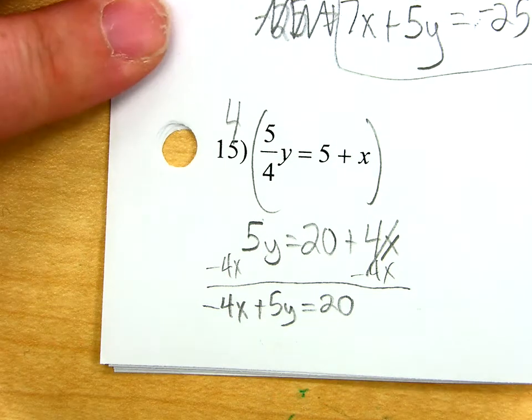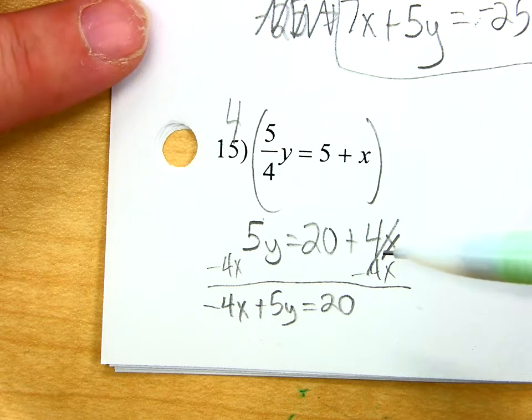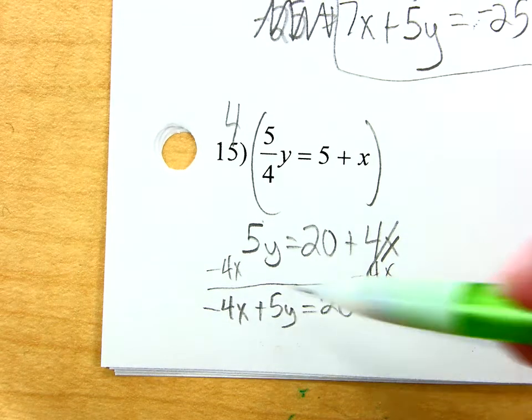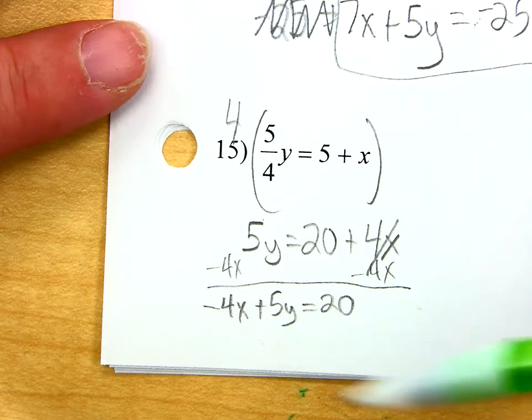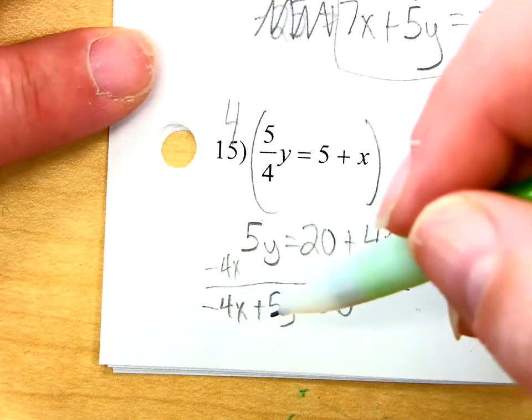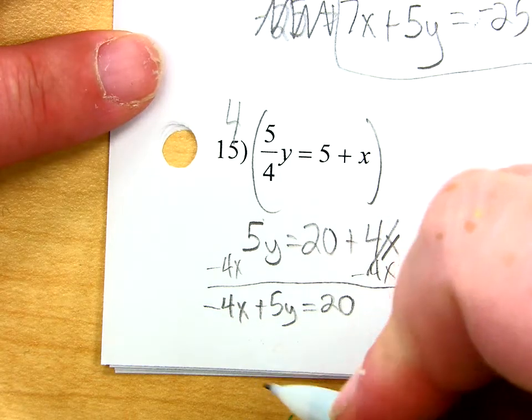And now, are you done? For me, yes. You could leave your answer like this, and I'm okay with it. If you're doing a multiple choice test or something and you don't see this as an answer, or if you are specifically told to make sure that your leading coefficient, A, the first number, is positive, what would that look like then? 4x minus 5y equals negative 20.